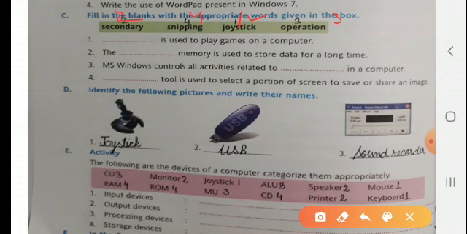Okay. Now, coming towards our D part, identify the following pictures and write their names. 3 pictures are given here. So first of all, we can see easily it is joystick. In explanation also, we told you it is a joystick and it is used to play games on a computer. Okay.